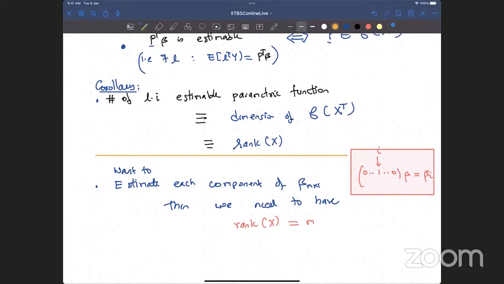Just another question I had is this. So this P vector, right? It may not necessarily be zeros and ones. It could be anything. Exactly, it could be anything. It could be you want to estimate 2 mu1 minus 3 mu2. It's okay, no problem. Yeah, absolutely.